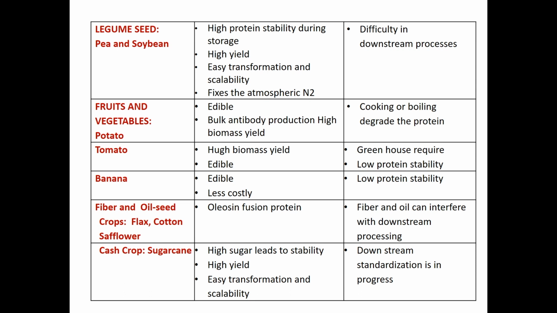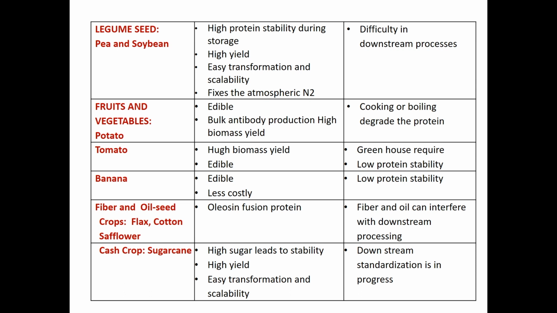And then coming to fruits and vegetables, especially potato, tomato and banana. Potato is edible, and bulk antibody can be produced. Potato is a huge biomass yield crop. The only drawback is cooking or boiling. Cooking or boiling degrades the protein. We cannot eat raw potatoes, so we need to cook or boil, and that leads to degradation of the protein.